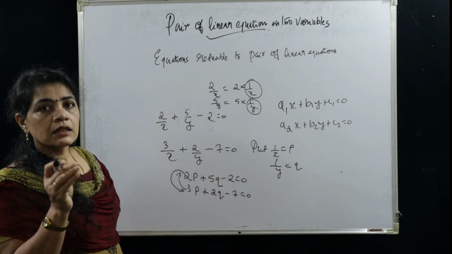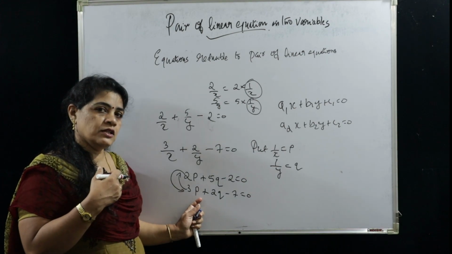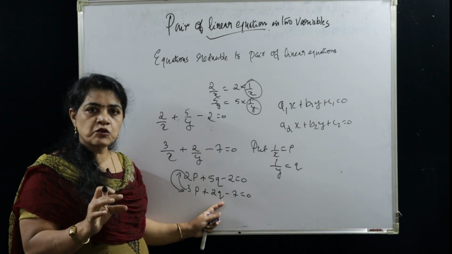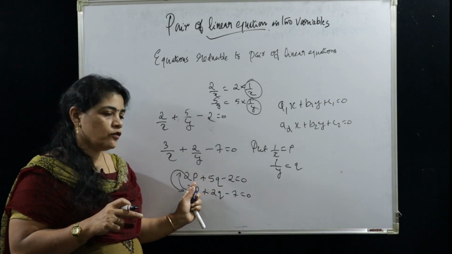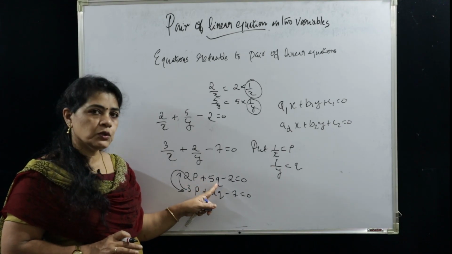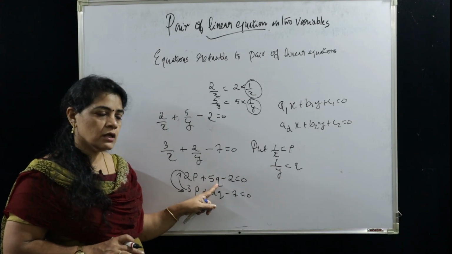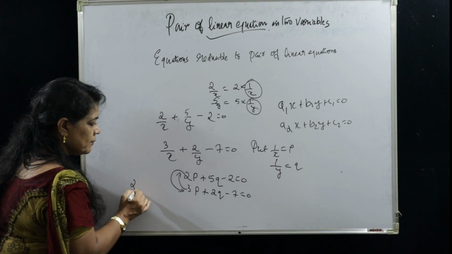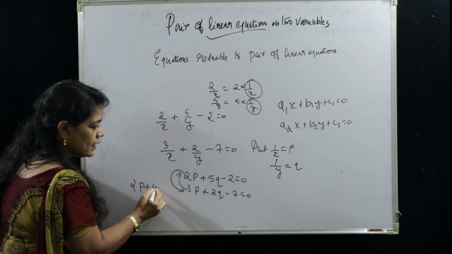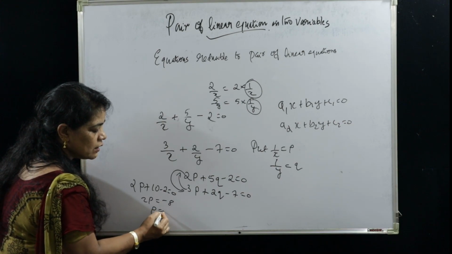Our aim is to make the coefficient of one of the variables the same, so that p gets eliminated. You will get the value of q, and that value can be resubstituted in any one of these equations. Suppose you get the value of q as 2. Then you substitute q as 2 in the first equation. So 2p plus 5 into 2, that is 10, minus 2 equal to 0, that is 2p is equal to minus 8, so p is equal to minus 4.